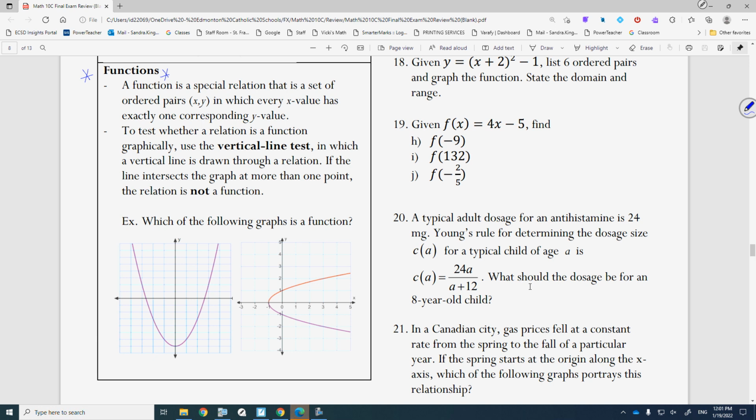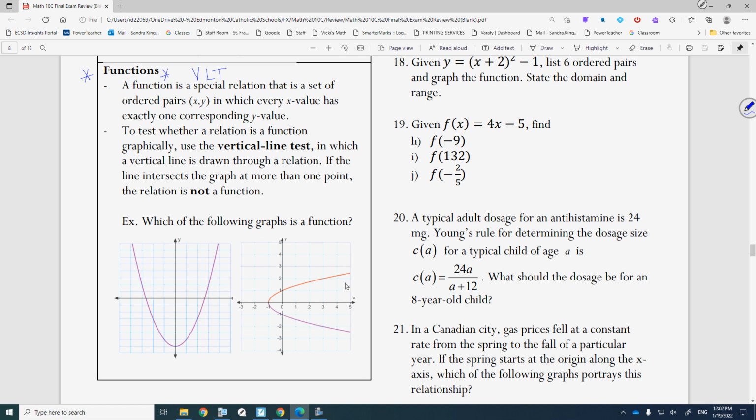We were given a set of graphs and you were asked, is the following graph a function or not? In order to tell if something was a function, we performed the vertical line test. So any graph that I give you, if you're asked if it's a function, you perform the vertical line test. With these two graphs here, you would draw a vertical line.